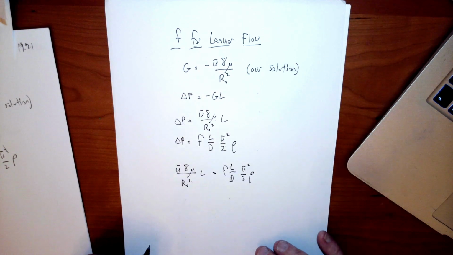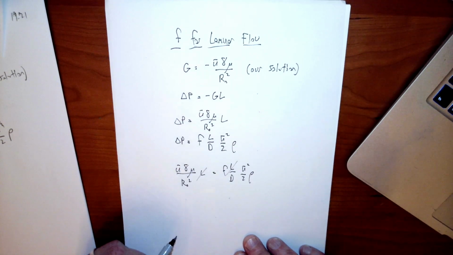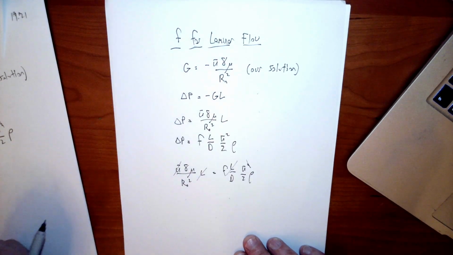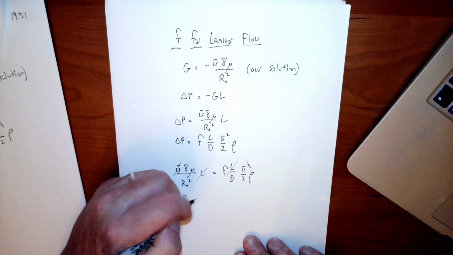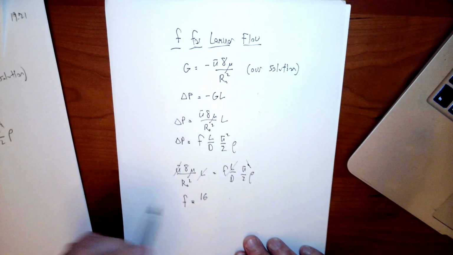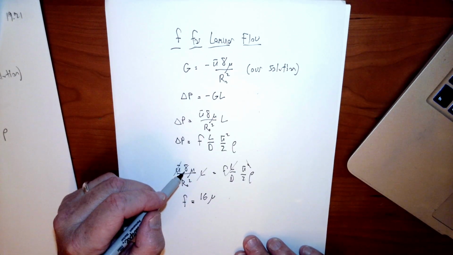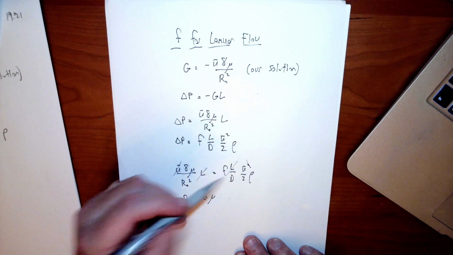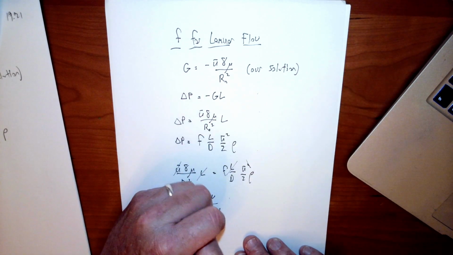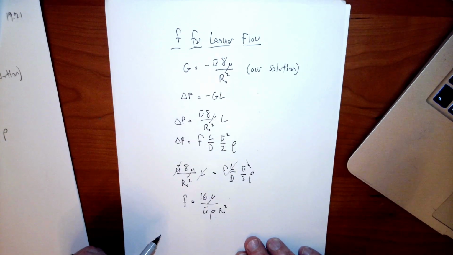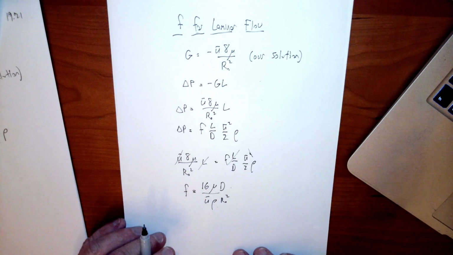And now we can solve for f. We can cancel a couple things. The L cancels right off the bat. This U cancels one of those U's there. So we lose a few things, but we have plenty of things left. Put f on the left side now. This 2 is going to come across and give me a 16 in the numerator. I've got a mu in the numerator, and D is in the numerator. That's it for numerator stuff. Then U is going to come into the denominator, and rho is going to come into the denominator, and I still have R naught squared in the denominator. All right, so there's my friction factor in terms of all this stuff.